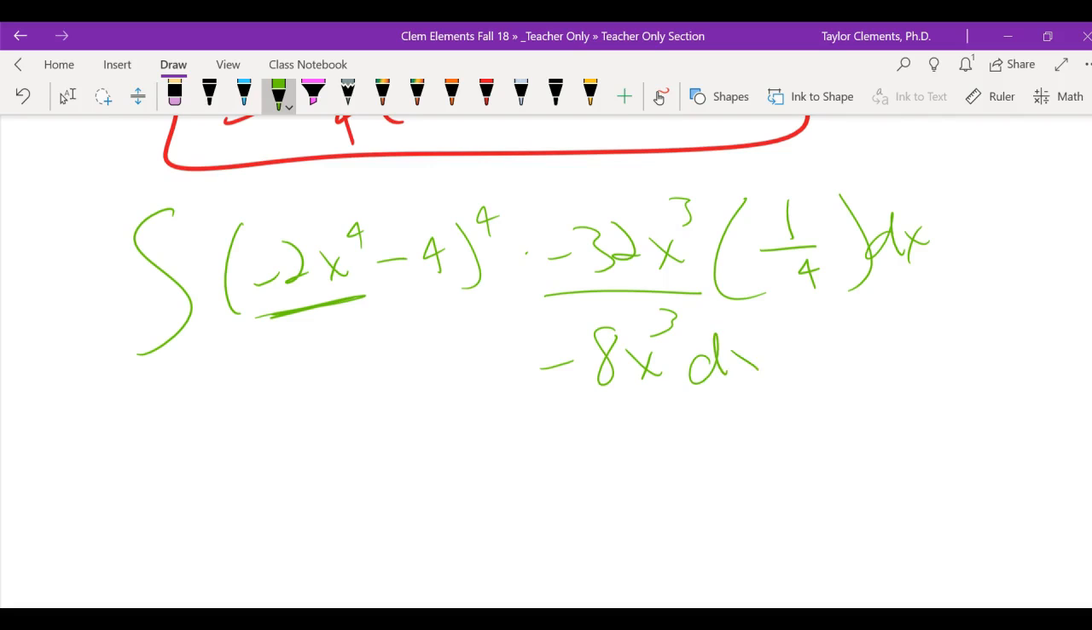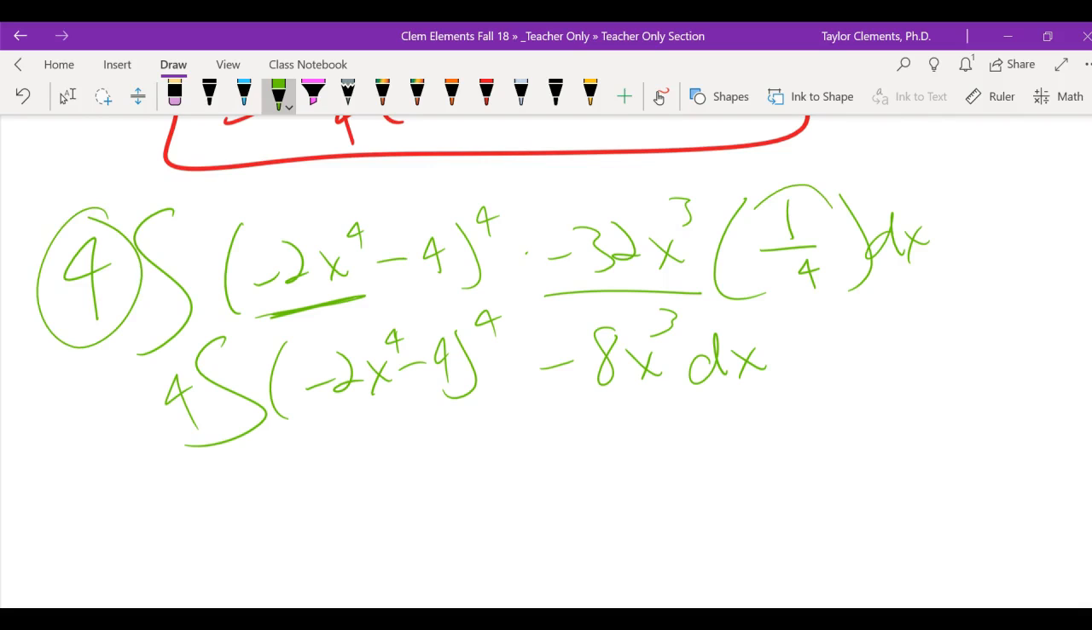So we can make that swap as long as I do something very important. And that is that if I'm going to multiply by a fourth in here, I need to multiply by 4 on the outside of the integral. Because what you're doing is saying, well, 4 times a fourth, that's 1. That doesn't change the value of anything. But when I write it like this, I can now see the derivative of that inside function right here.